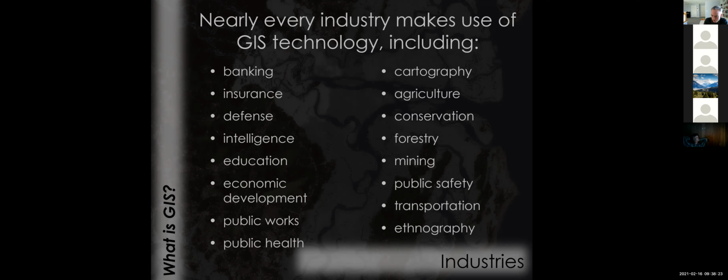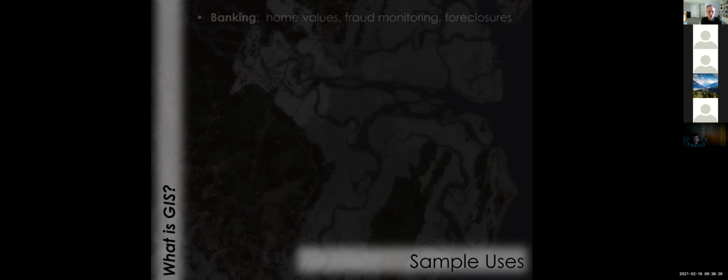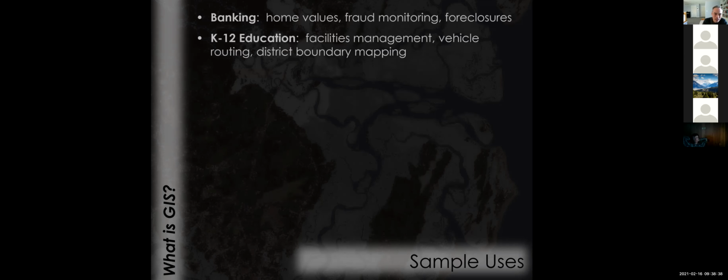But to give you an example of the way that some of these fields use GIS technology, in banking, it's used for tracking home values, fraud monitoring, looking at patterns of foreclosures. In K through 12 education, it's used for facilities management, vehicle routing, district boundary mapping. So for example, you can take information about the population of kids within a certain age range, and you can break that up over a map to determine which kids should be going to which schools so that they're evenly distributed. And you can use GIS to help determine what the appropriate boundaries are for different schools.